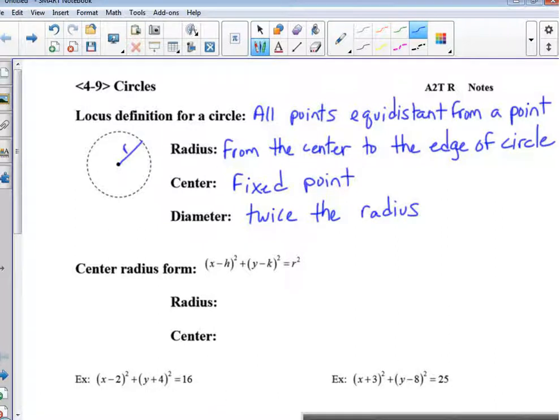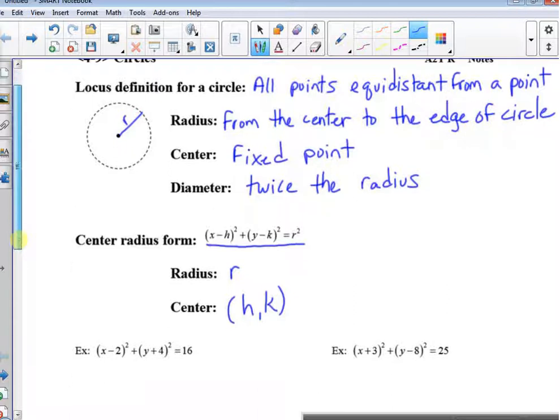Now the center radius form is listed: x minus h quantity squared plus y minus k quantity squared equals r squared. R is the radius, the center is h comma k. We're going to develop that later in the lesson using the distance formula.